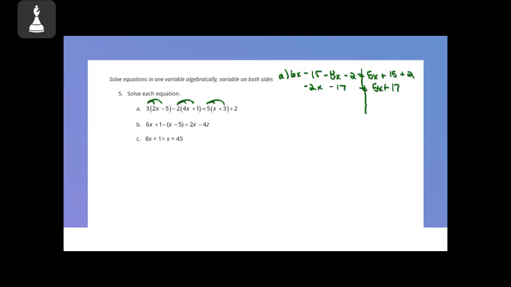So I want to get rid of negative 2x. So what I'm going to do is add 2x to the other side here. I'm going to get negative 17 equals 7x plus 17. Now I'm keeping the 7x here and I want that 17 to go. So how do I get rid of plus 17? I'm going to subtract 17. Negative 17 minus 17 is negative 34 equals 7x. And the last step to get x by itself is going to be to divide by 7. So in this problem, negative 34 sevenths equals x.